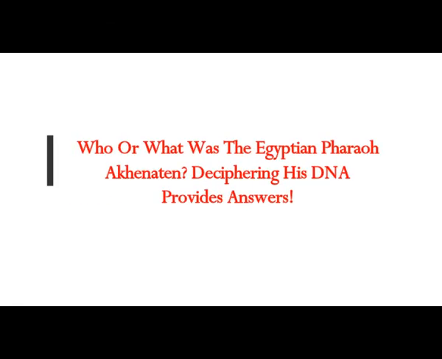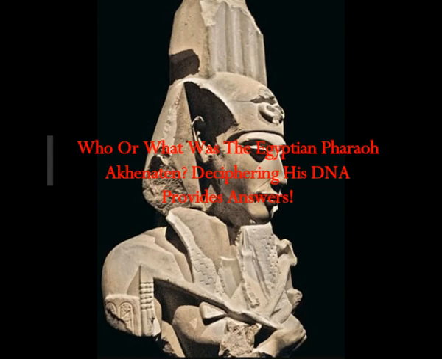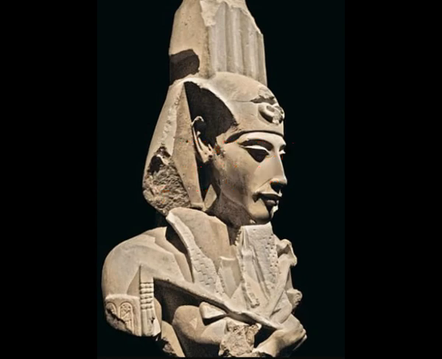Who or what was the Egyptian Pharaoh Akhenaten? Deciphering his DNA provides answers. Well, when you look at him, he looks almost as if he's got Asian characteristics, the slanted eyes and the flat features of the face. So what does this article say?